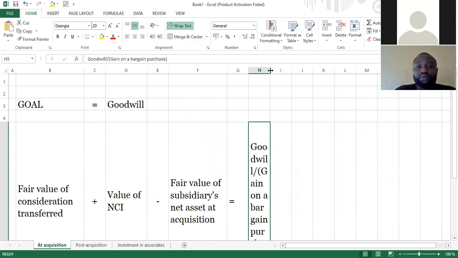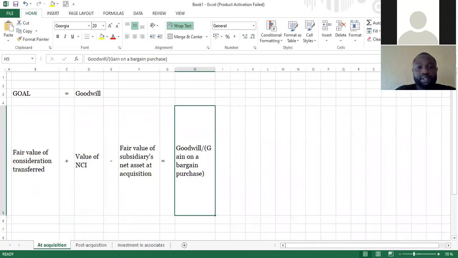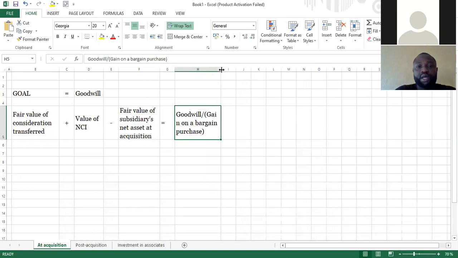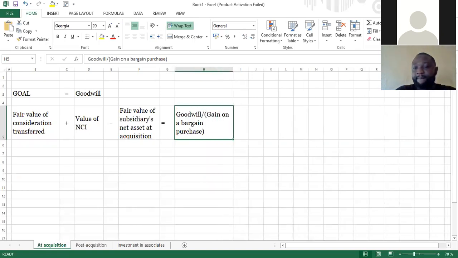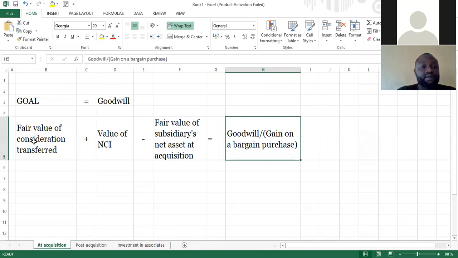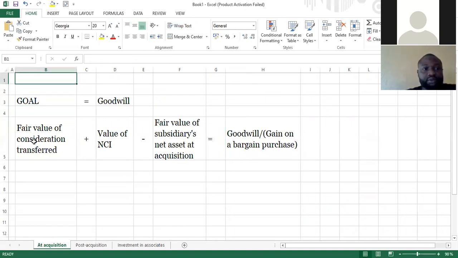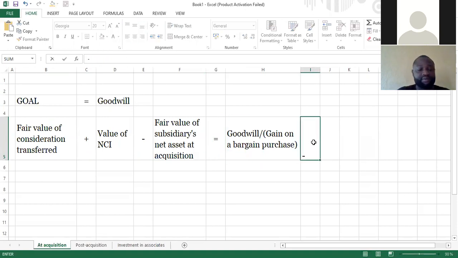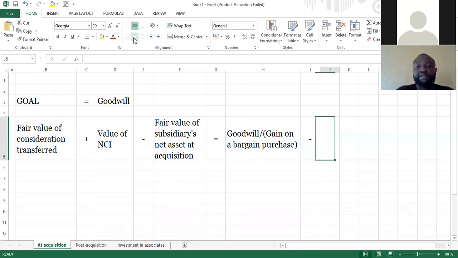But my focus in this session is to now show you how each of these ingredients will affect the preparation of your consolidated statement of profit or loss and other comprehensive income. Here is the formula. Of course, if there is impairment loss in the question, you will need to adjust, minus impairment loss. If it is goodwill, you will need to adjust for impairment loss.